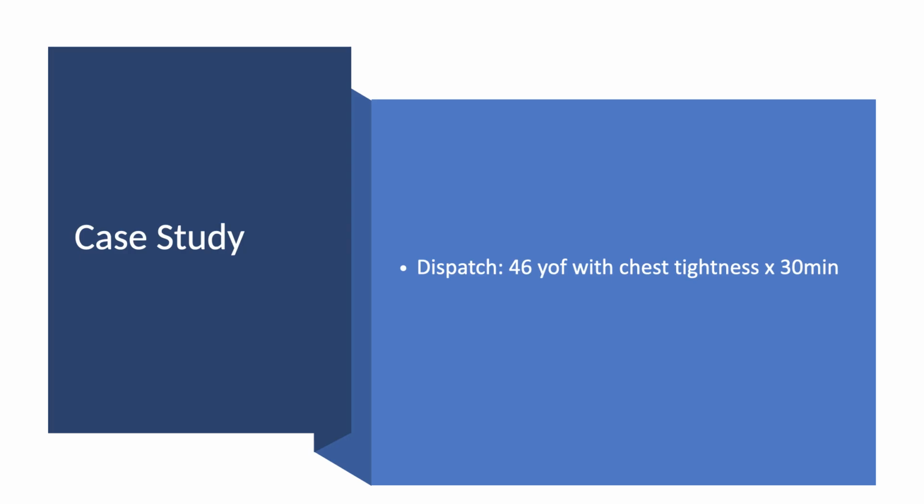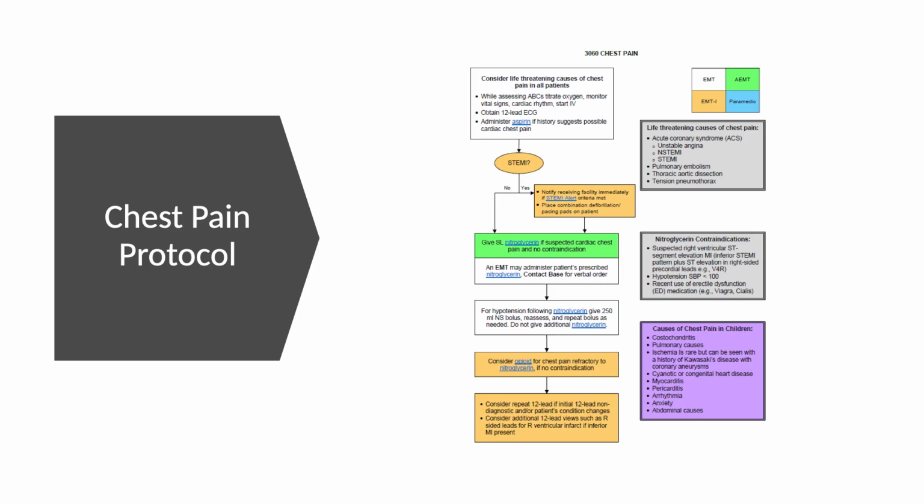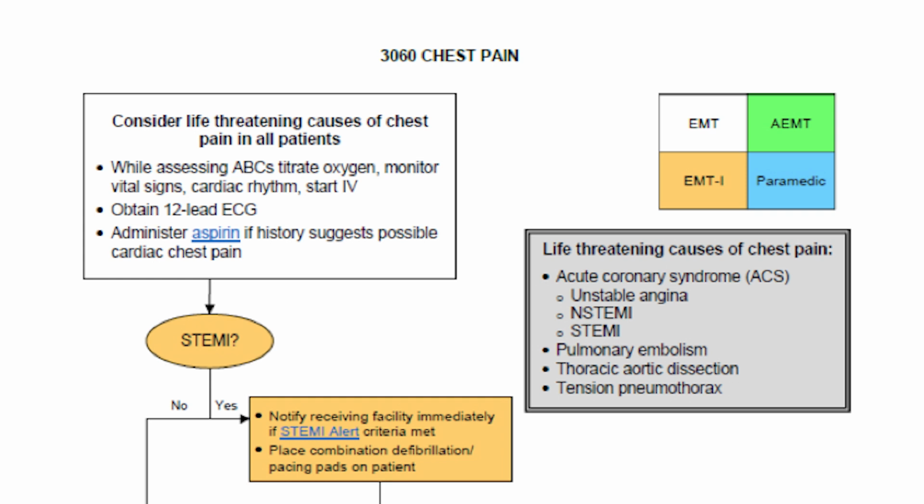We have a 46-year-old female who has chest tightness that's been going on for about 30 minutes. That's what you're dispatched to. Looking at our chest pain protocol here, big things we want to identify is, does our patient have signs or symptoms consistent with ACS, acute coronary syndrome? Do we think our patient's having a heart attack? That's what we're trying to identify.